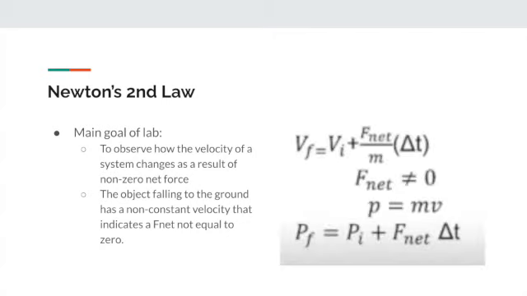In this lab, we will explore the change in velocity as a result of a non-constant velocity. Both weight and drag force will be acting on this system. When an object falls to the ground, it has a non-constant velocity, and this is indicated by an F net that is not equal to 0. Here are the velocity and position update formulas. This is a non-constant velocity and it will affect momentum as well.